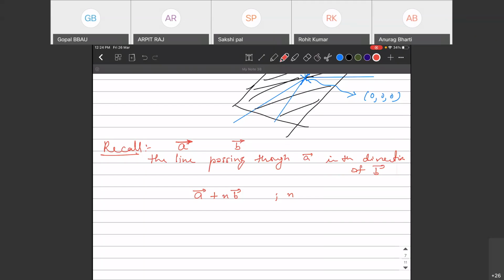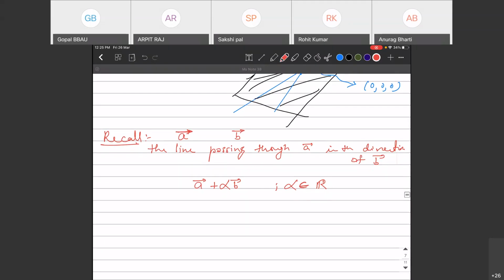Okay, no problem. We will talk about this. What is n? This n is nothing but a scalar, which is a real number. Any real number. Generally we represent positive integers by n, so I will replace n by some alpha. Is it correct? Yes, sir.